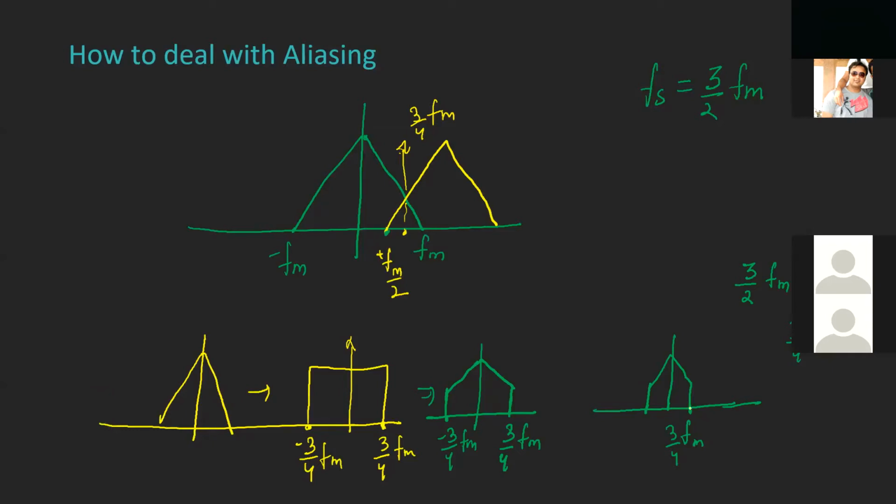So the next spectrum will be, this is my fs. Okay, so can we see what happened here? In this case, when we did not pass our signal through a low pass filter, the impacted frequencies are from fm by 2 to plus fm. This frequency range was impacted.